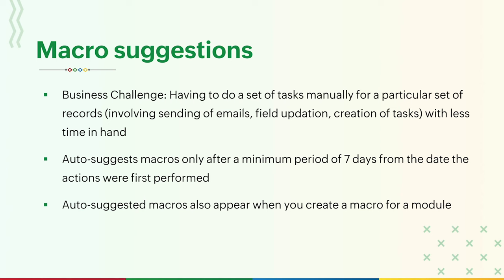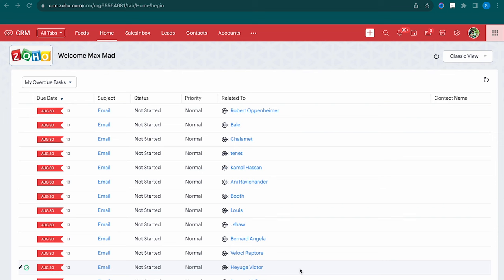Macro suggestions can make the following possible: data analysis, pattern recognition, contextual recommendations, actionable insights, user interaction, learning and improvement, automation integration, performance tracking, and finally, customization. Now, let's take a look at a demo for macro suggestions. Before we take a look at macro suggestions, let's first create a simple macro. In our business use case, we wish to update a particular set of leads, so we create a macro. Click on leads.